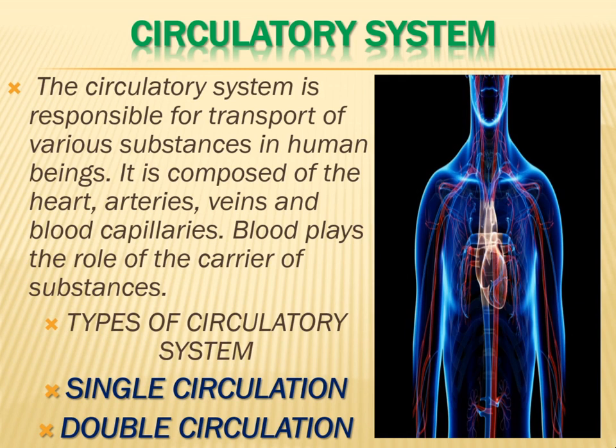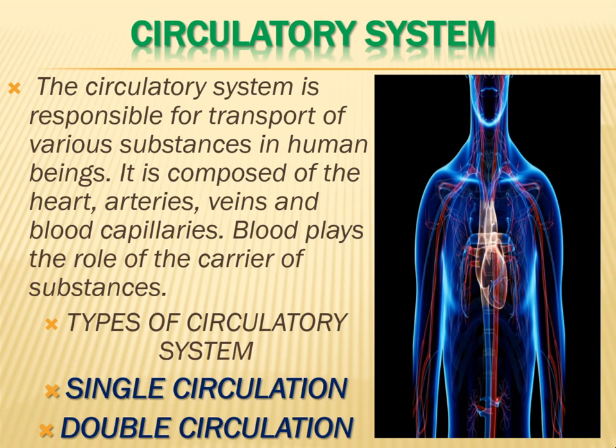In these organisms, only one circulation occurs. The oxygenated blood moves to all parts of the body and becomes deoxygenated. That deoxygenated blood comes back to the heart, releases carbon dioxide, takes in oxygen to become oxygenated again, and moves to all parts of the body again. This circulation is the single circulation.